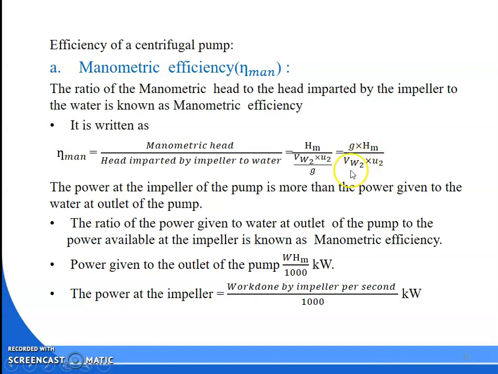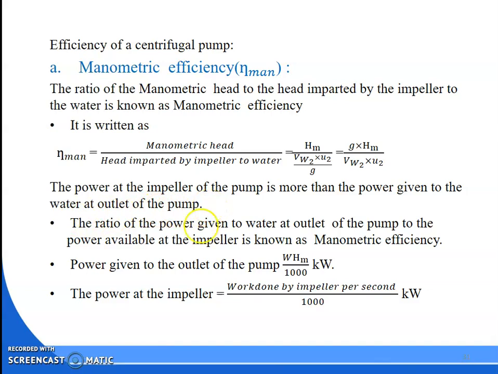The cos component of the absolute velocity V2 at the outlet, and U2, the blade velocity at the outlet, is πD2N by 60. What is HM? Manometric head, that is H. The power at the impeller of the pump is more than the power given to the water at the outlet of the pump, because the power gradually decreases.